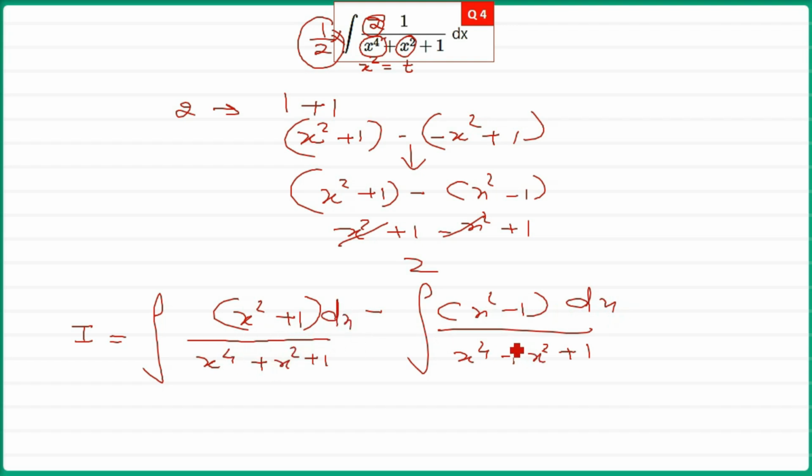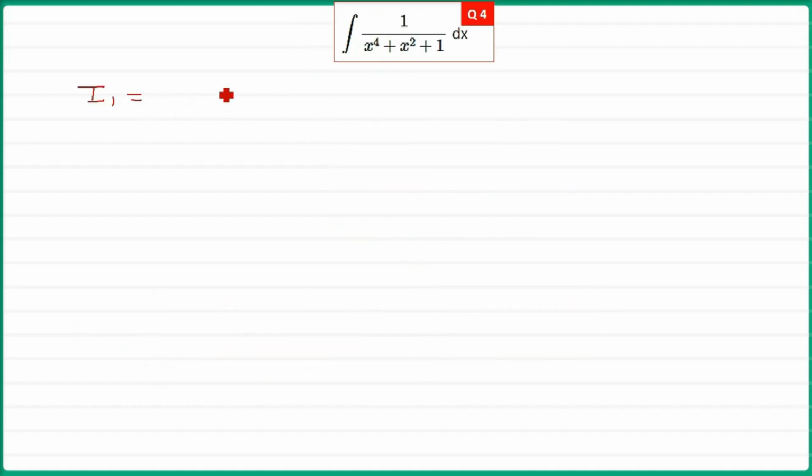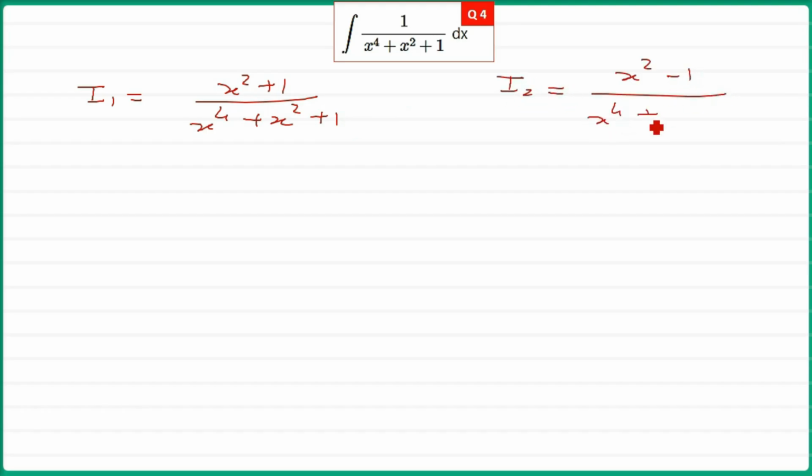So in both the terms you have to divide by x square. So I am taking I1 separately, I2 separately, but in front of you I am going to solve both of them together. So this I1 is x square plus 1 divided by x raised 4 plus x square plus 1. I2 becomes x square minus 1 divided by x to the power 4 plus x square plus 1. Divide numerator and denominator by x square. When you do this, I1 and I2 both, you will get something which is related to the previous questions.